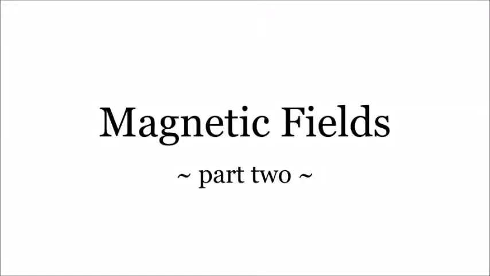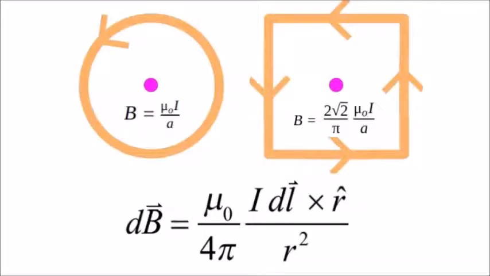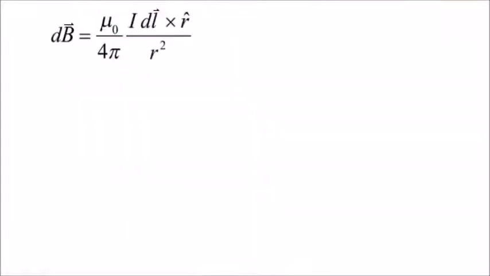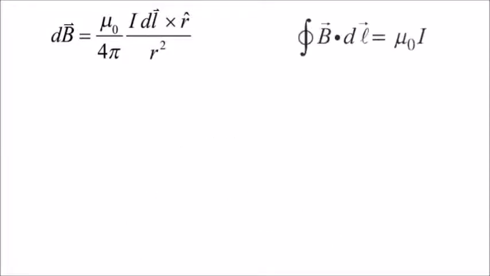Magnetic fields, part 2. In part 1, we used the Biot-Savart law, funny looking law there, to find the strength of the magnetic field at the center of this loop of current and at that square loop of current. But there's another way to find the strength of the magnetic field. That is Ampere's law, the closed integral B dL equals mu naught I.